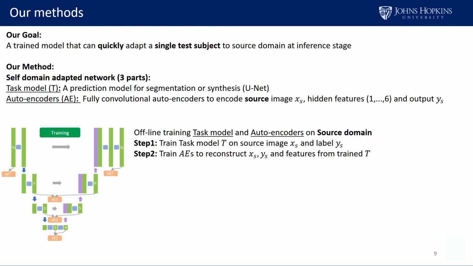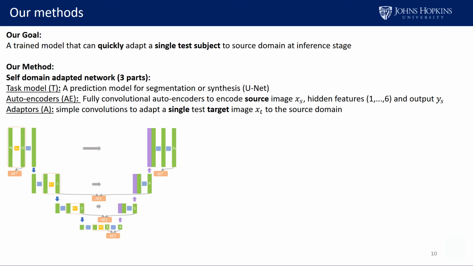We perform an offline training of the task model and autoencoders on source domain. The task model is trained with labeled source image XS using any deep network training methods. Then we freeze the task model weights and train the autoencoders to reconstruct XS, YS, and the intermediate features from task model with the same source training set.